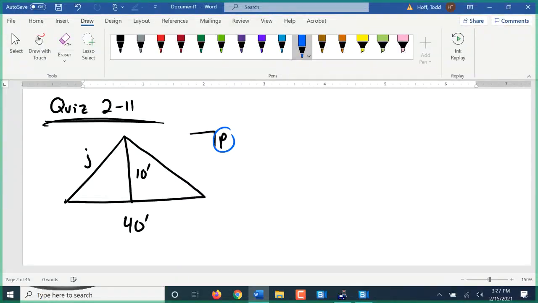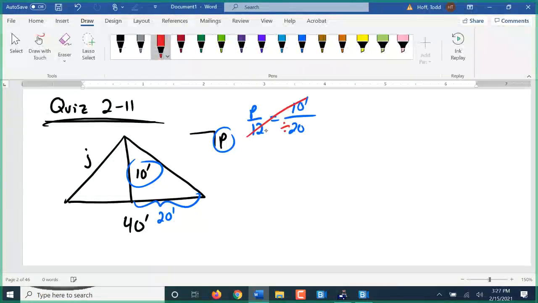Find the slope. That's going to be P over 12, right? Whatever it is. What's the rise going to be? My truss, 10. My run, 20. I can cross multiply and divide: 10 times 12 divided by 20 is 6. That is a 6/12 slope.